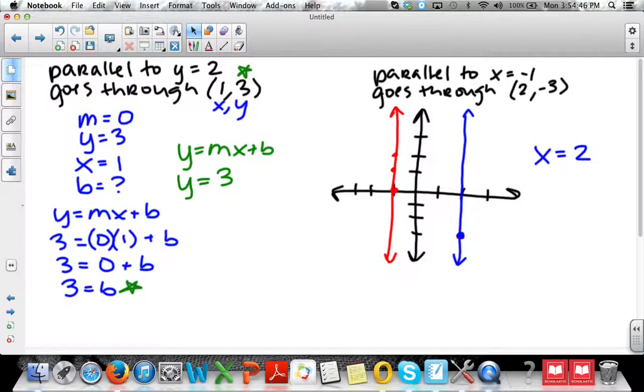Okay, so those two are a little bit tricky. But for the most part, this process that we went through in the first 3, where you find m, you find y, you find x, and you plug it all in to solve for b, that is the process you should follow.